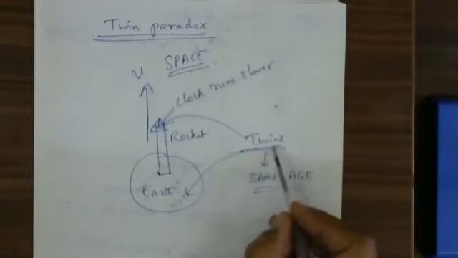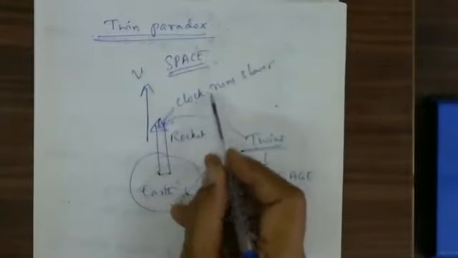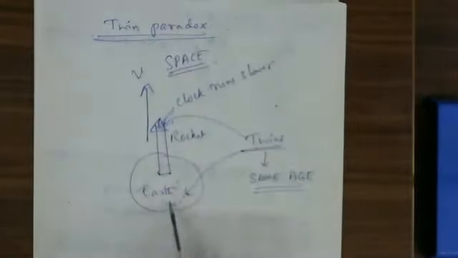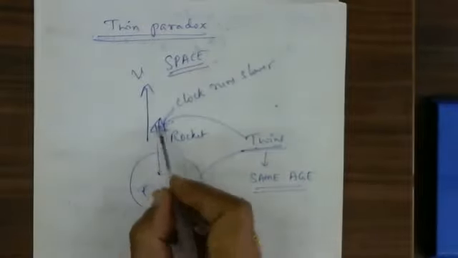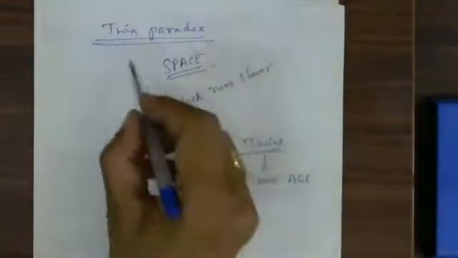Initially, they bond simultaneously. A clock kept in the moving rocket appears slower, and a clock kept on the Earth appears fast. Likewise, from the rocket, the Earth's clock appears slower and their own appears fast. This is called the twin paradox.